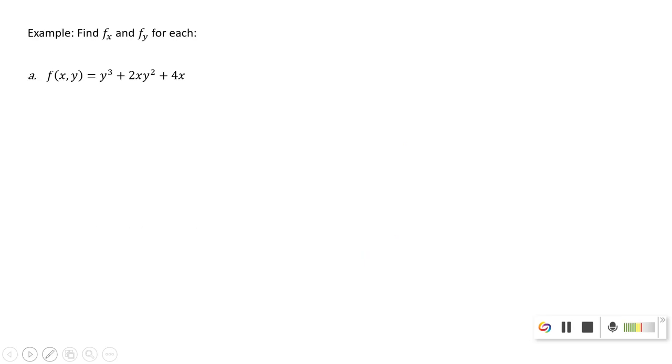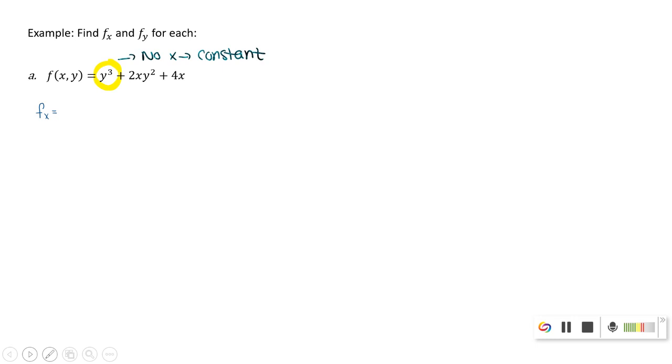All right, so how do we find these derivatives if we're given a function? Let's try to find f sub x and f sub y, so the partial derivatives with respect to x and y, for the following function. We've got the function f of x, y equals y to the third plus 2xy squared plus 4x.